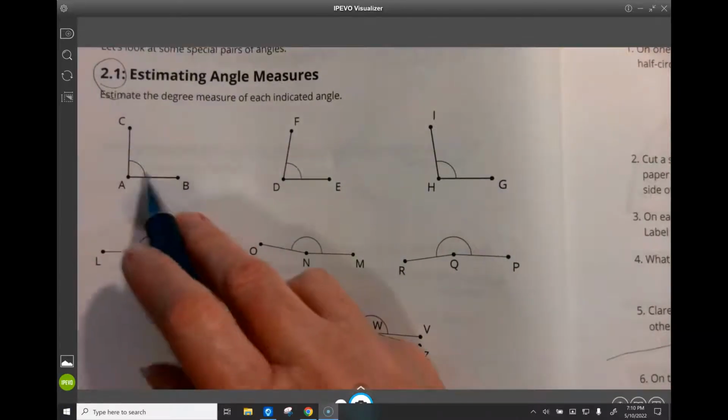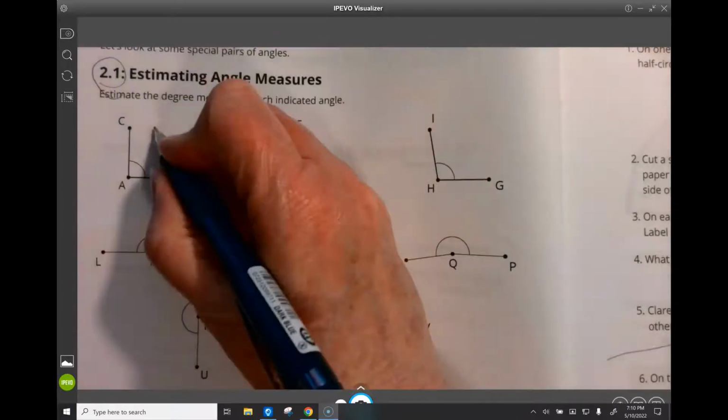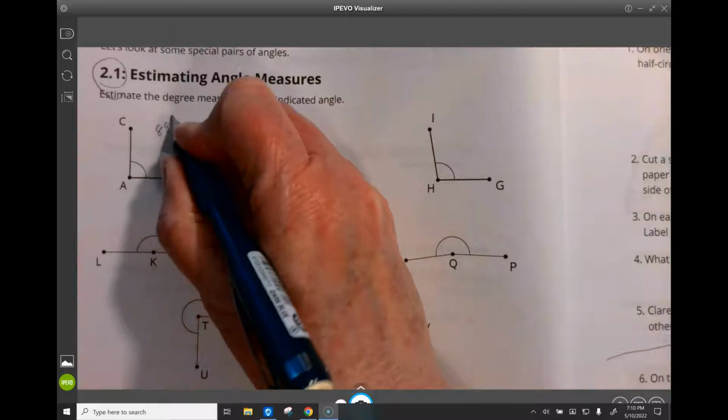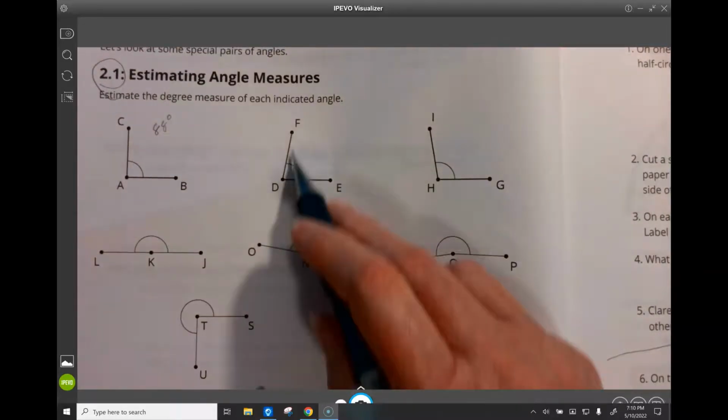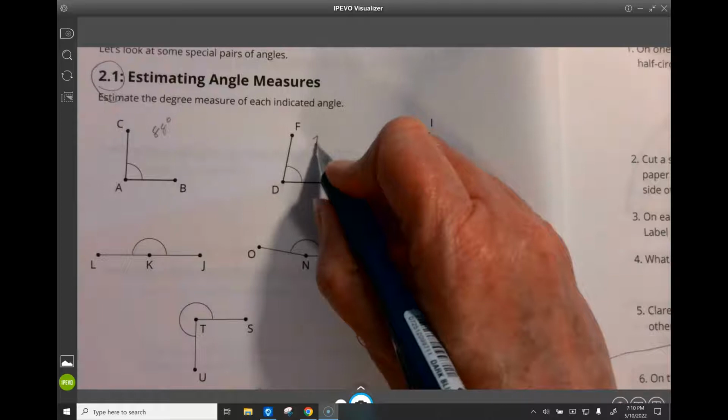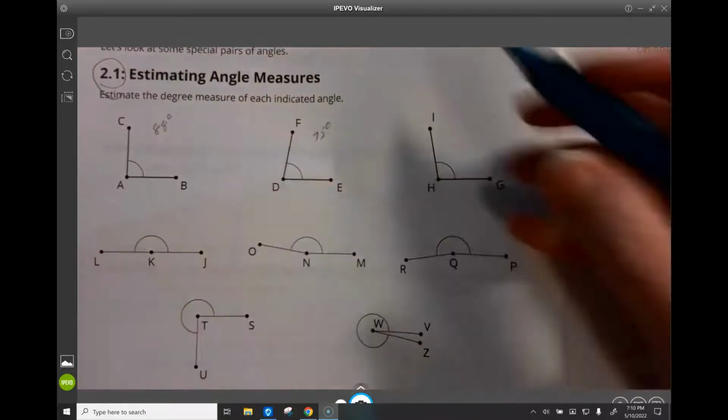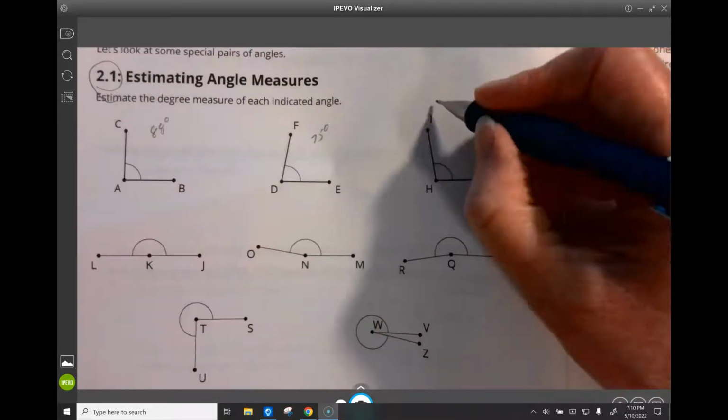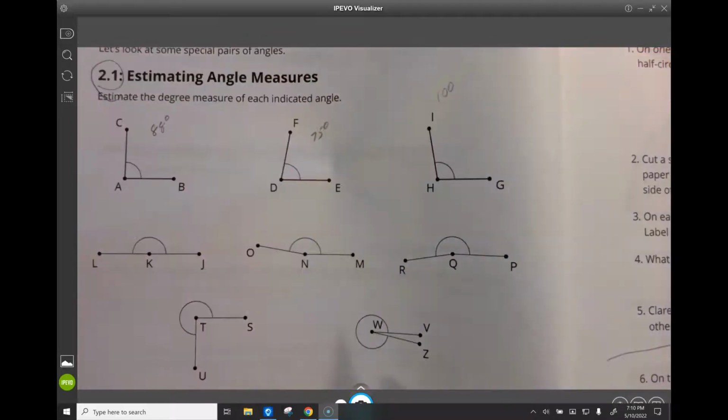So hopefully it took a little time. So I'm looking at this one going, well, that's almost right. I'm going to say that's probably about 88 degrees. This one, not quite. We're going to go about, I don't know, 75 degrees. I'm just kind of guessing. This one is more than 90, so I'm going to say 100. Okay, we're just kind of guessing.